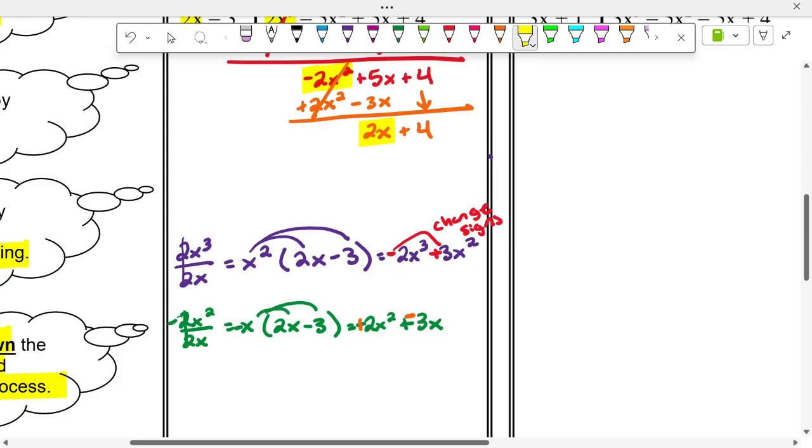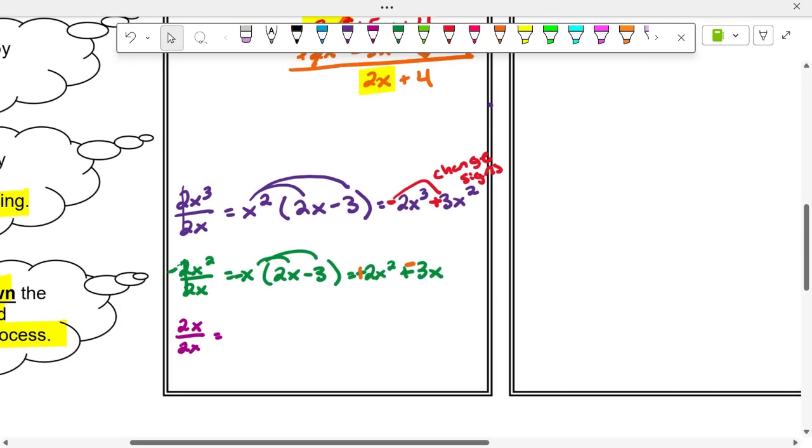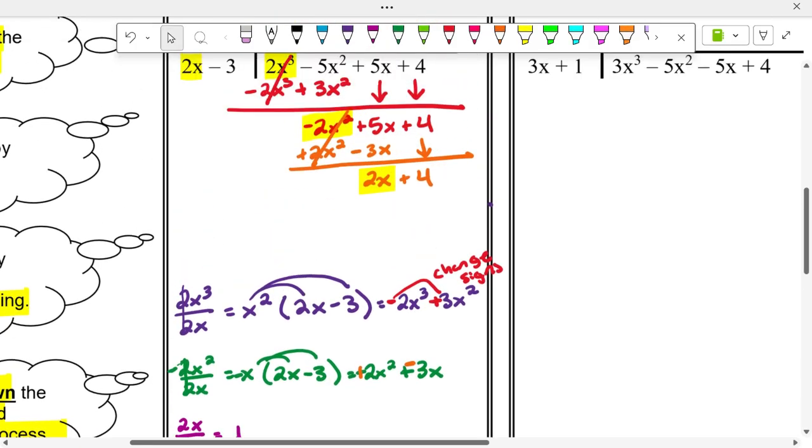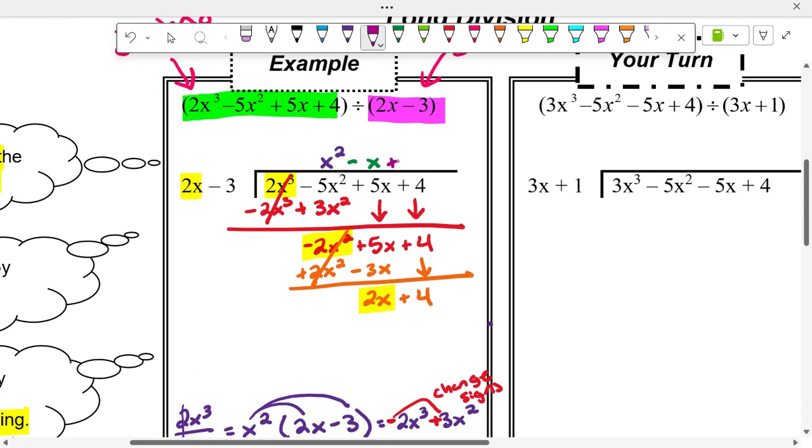So we're going to divide that 2x by the first term of our divisor. So this would be positive 2x divided by 2x, which is just what? Not x. What happens to both the 2's and the x's? They cancel out, so it's not 0, but 1. So I'm going to put a plus 1.